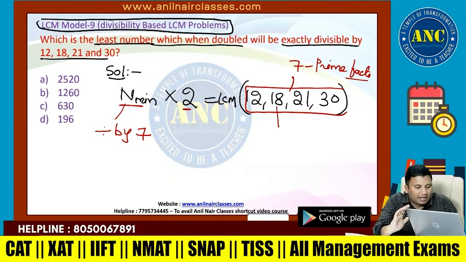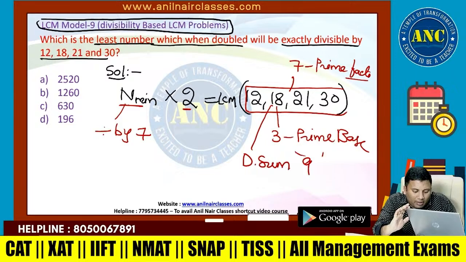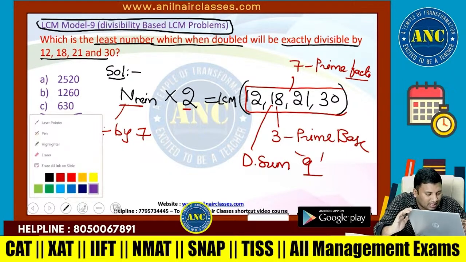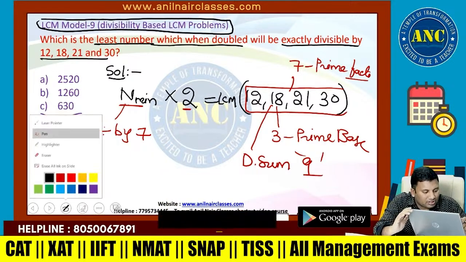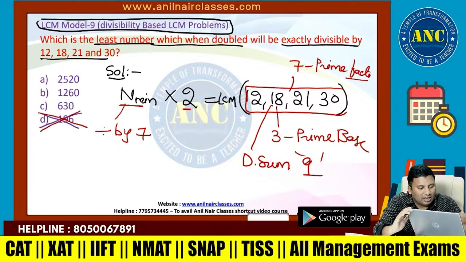18 contains another prime base 3. I am not taking a digital sum for 9 because 9 I can take. 18 digital sum is 9. If one number's digital sum is 9, the answer's digital sum will also be 9. So 196 is eliminated. Next one, 3 is a prime base.